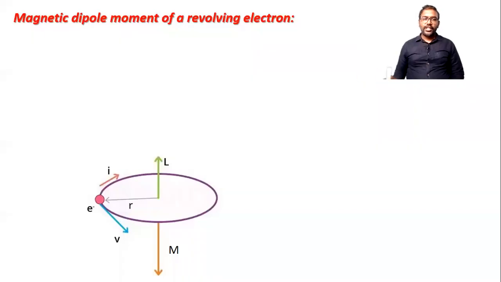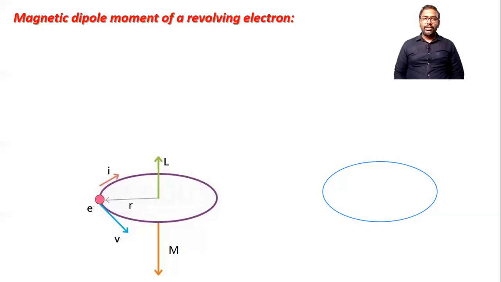Now we start the magnetic dipole moment of a revolving electron. In the previous standard, we already learned that a current carrying conductor acts as a magnetic dipole. In a similar manner, a revolving electron is equivalent to a current carrying conductor. Inside the current carrying conductor, electrons are revolving. Similarly, inside the atom also, electrons are revolving around the nucleus. So a revolving electron and a current carrying circular loop are both equivalent.